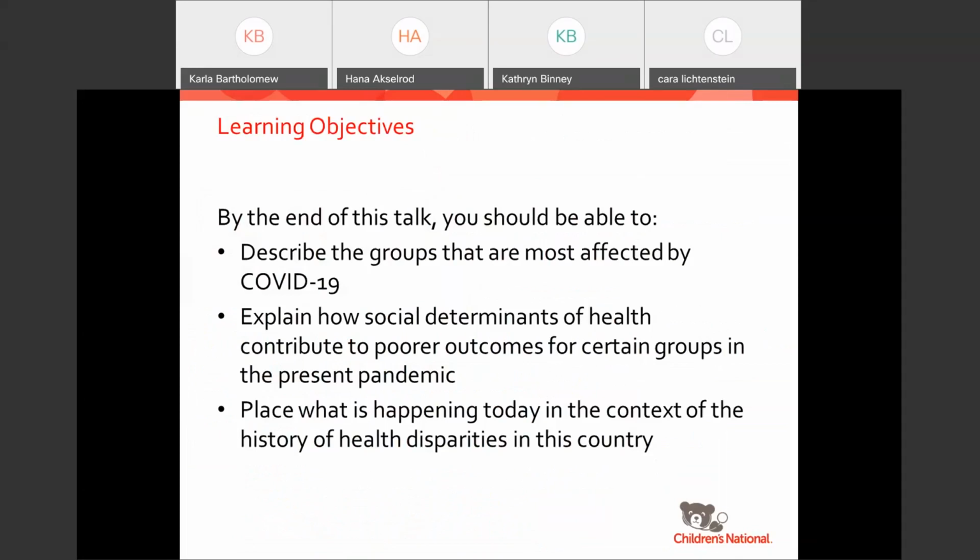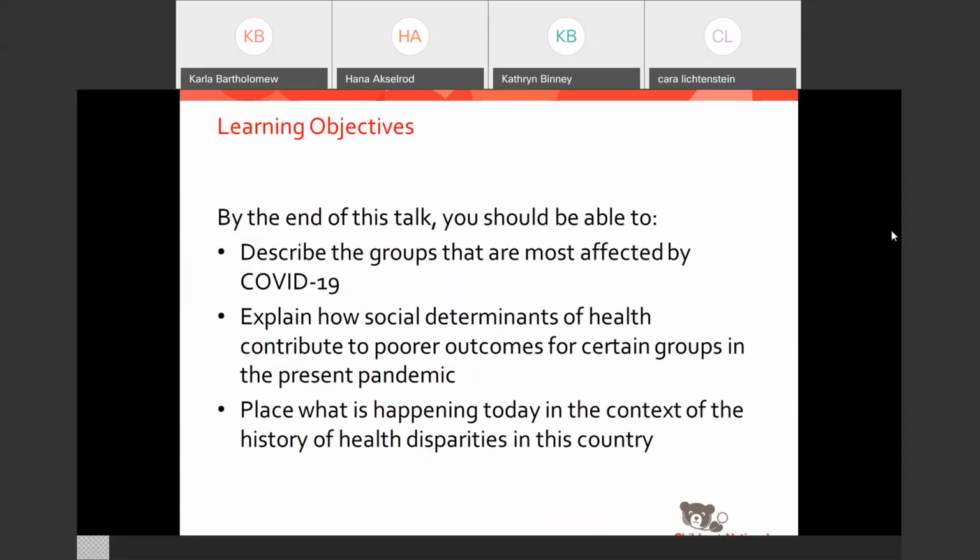Specifically, what I hope to cover is these following learning objectives. I want you, by the end of this session, to feel like you're able to describe the groups that are most affected by COVID-19, explain how social determinants of health contribute to poor outcomes for certain groups in the present epidemic, and place what is happening today in the context of the history of the health disparities in this country.